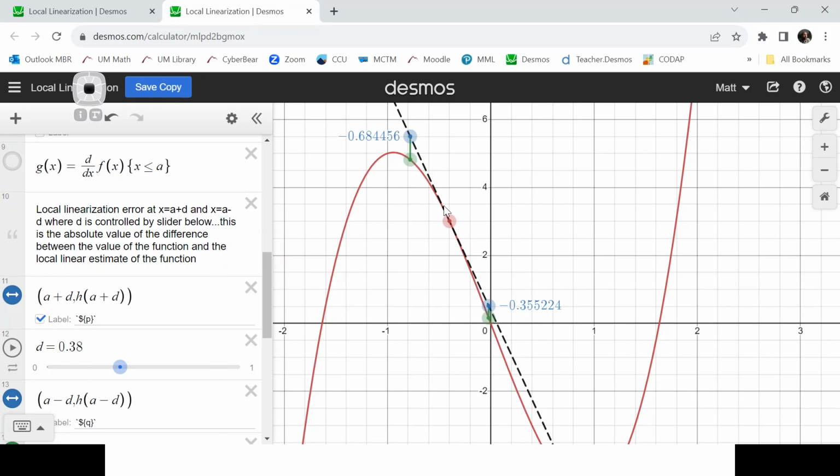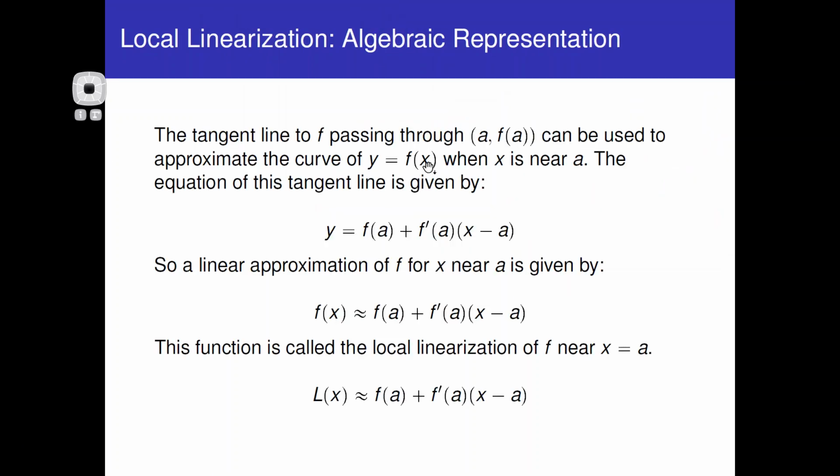But I hope you get the idea that we're concerned both with finding these lines that linearize the function in a very local sense, as well as inspecting their errors and trying to get a sense of how good they are at a certain distance away from the point. All right, I'm going to go ahead and put that away for now. And let's just talk about some of the algebraic representations.